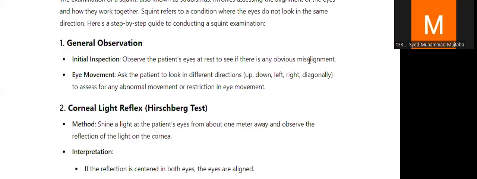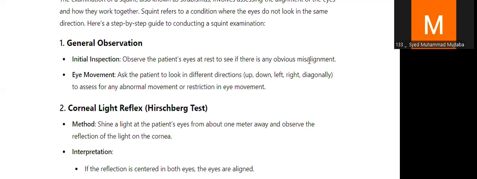Good morning. In today's lecture, we'll be covering several other clinical examinations. So first, we will be covering squint examination. In squint examination, firstly, you will simply inspect the patient for any visible deformity, if there is strabismus, which means that there is misalignment in the eyes of a person. Now, there are two types of squint, manifest squint and latent squint.